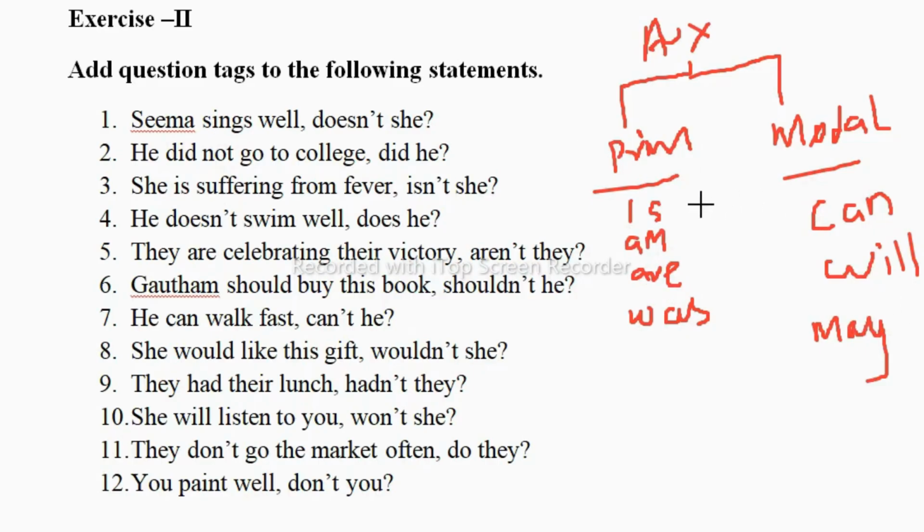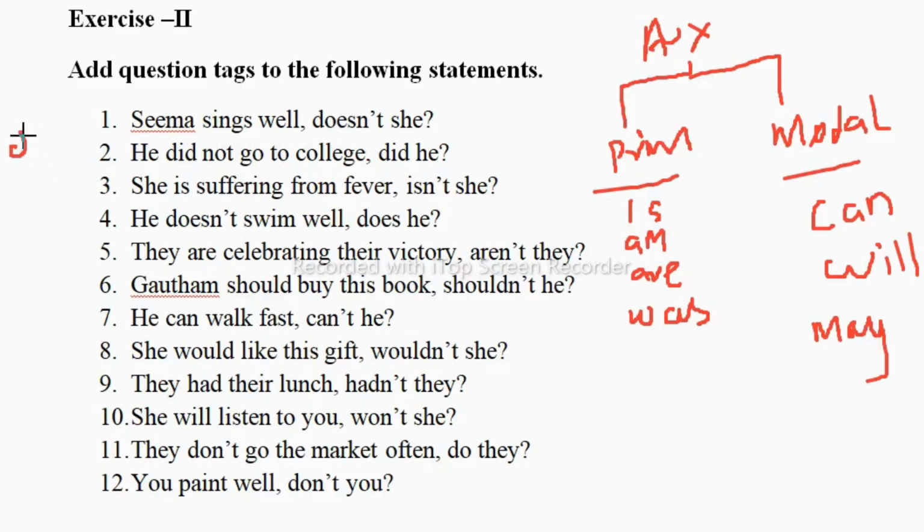So whenever you get this type of words in your sentence except main verbs, then you have to use these words only to make question tag. So now here you can see, Seema sings well. We don't have any auxiliary verb here, neither primary auxiliary nor modal auxiliary. So how do we make a question tag? You have to see the three things.